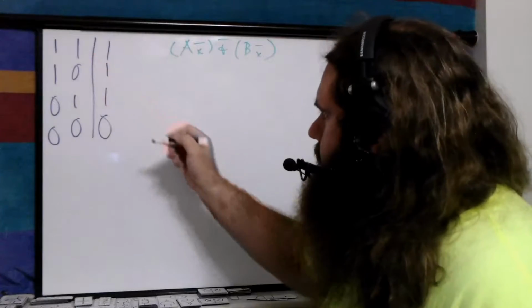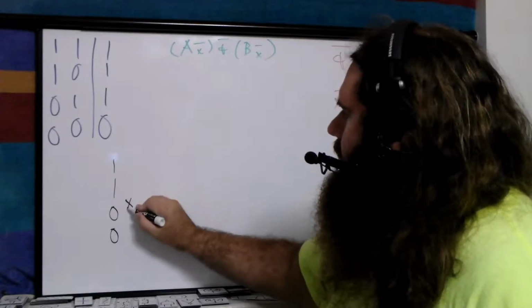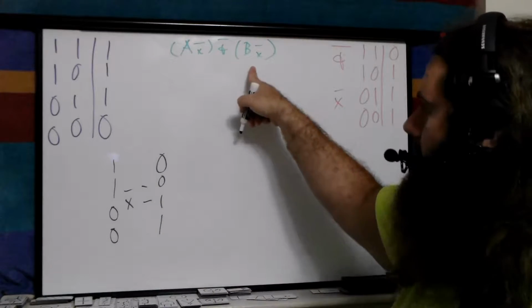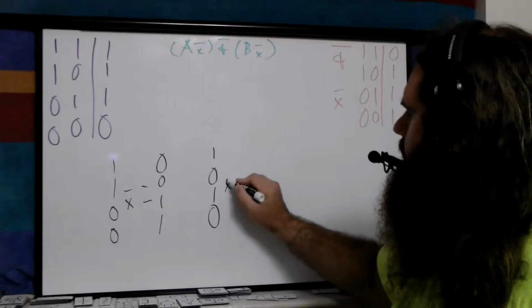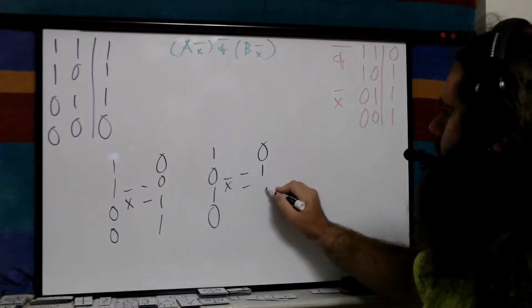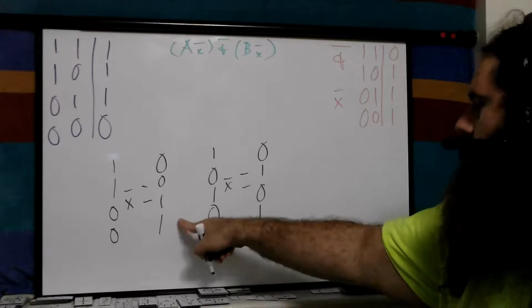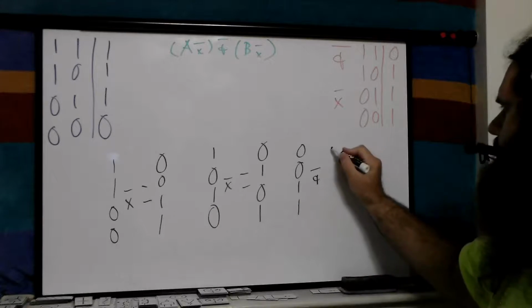So A is 1, 1, 0, 0, 1, 1, 0, 0. But if we take the NOT of that, we get 0, 0, 1, 1. B NOT, well, B is 1, 0, 1, 0. Invert that, we get 0, 1, 0, 1. So now we're taking the NAND of that. So A NOT is 0, 0, 1, 1. B NOT is 0, 1, 0, 1.